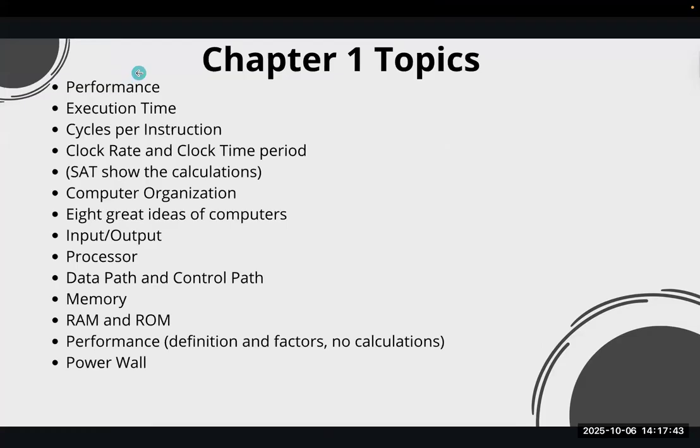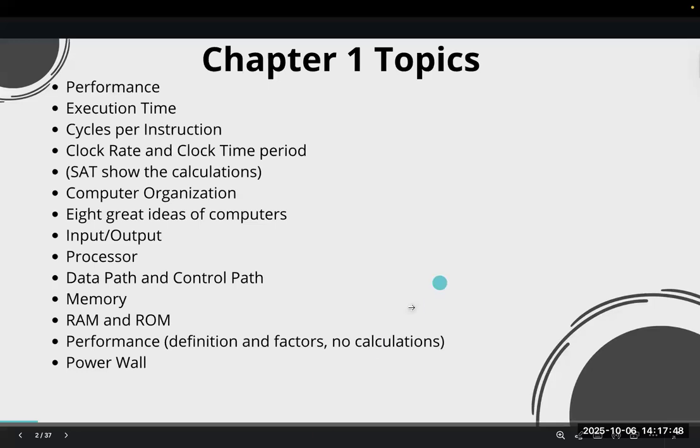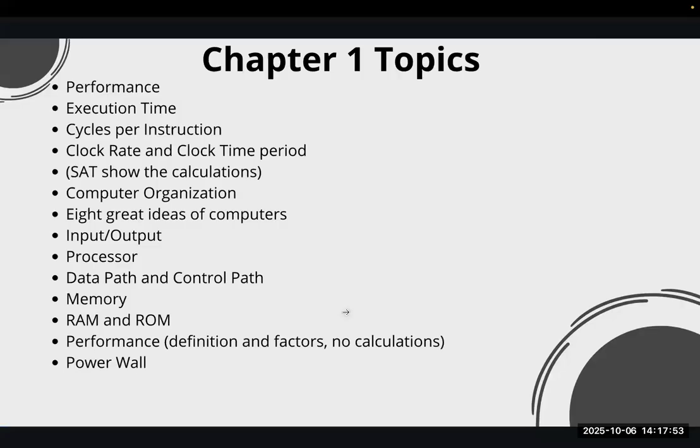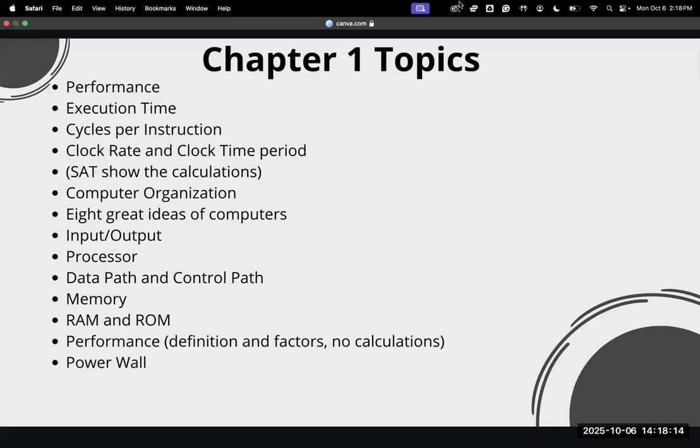First one is performance, execution time, cycles per instruction, clock rate and clock time period, computer organization, 8 great ideas of computer, input output, processor, data path, and control path, memory, RAM, and ROM, performance, and power wall. I think few of this, we're only gonna focus on the formula calculation parts in this review. So I guess the other parts are covered in your class or they are either in your books.